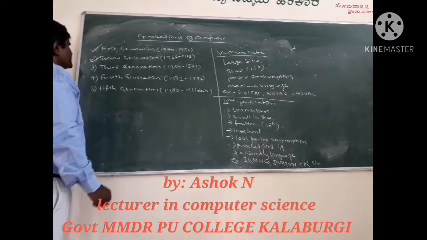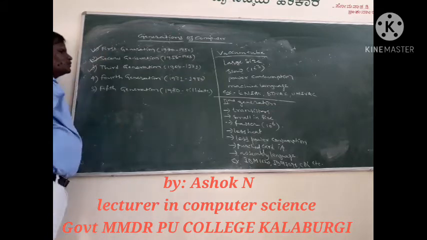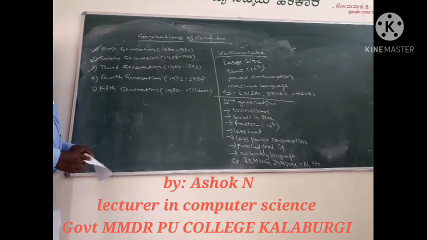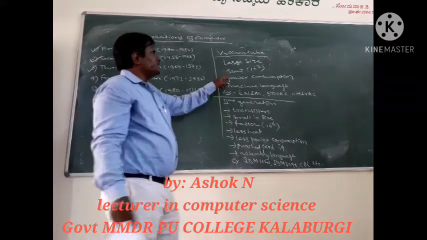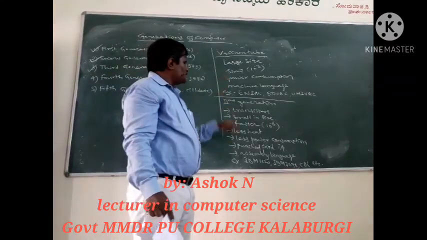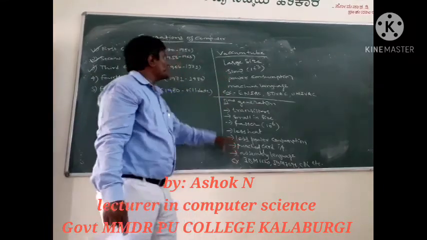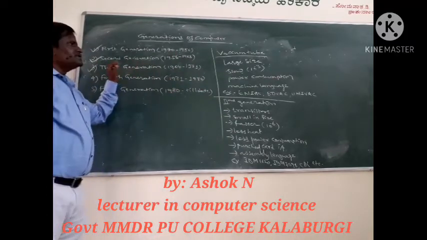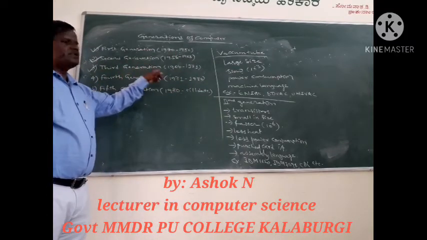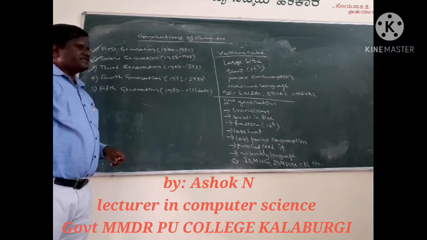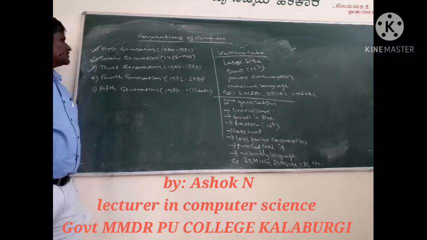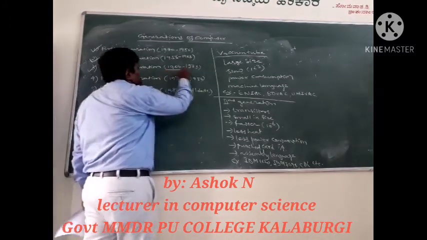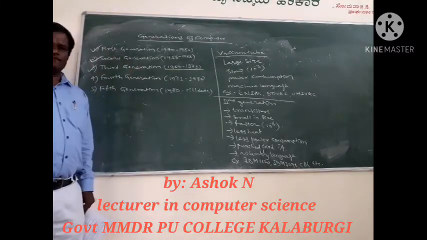Then we come across the third generation computer. So to overcome the problems we have seen in first generation and second generation computers, the advancement of the second generation computer is the third generation computer. This computer comes for the duration 1964 to 1971.